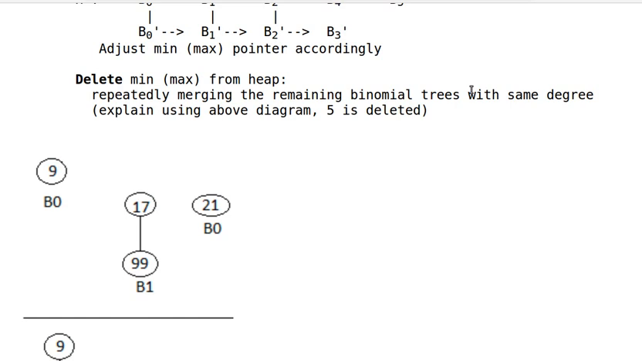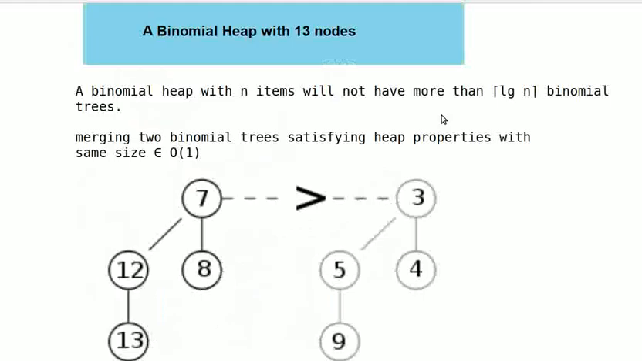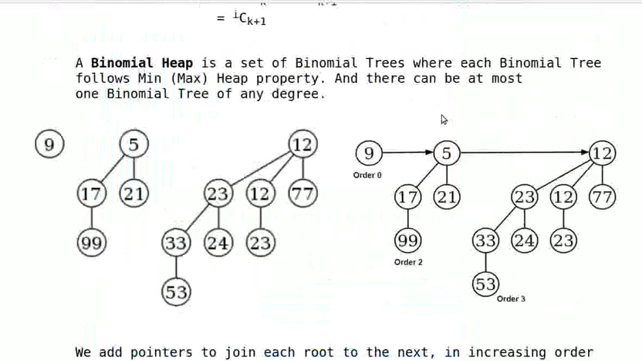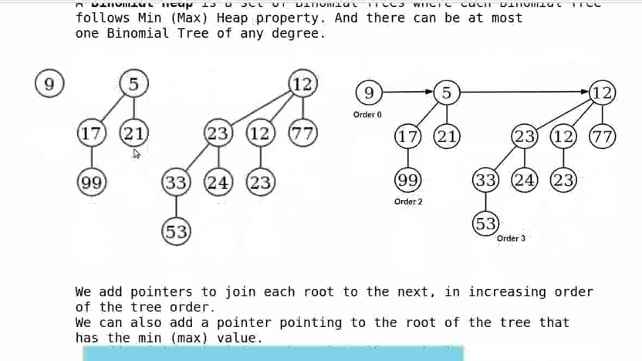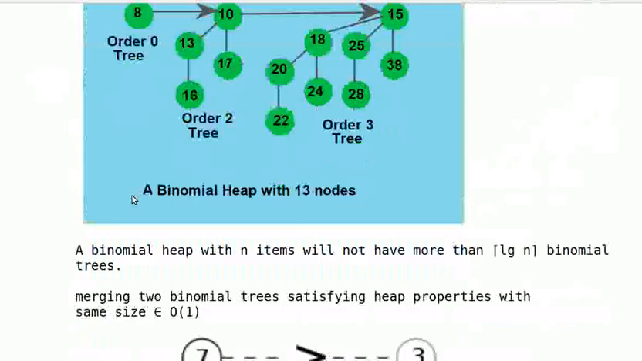Now let's use the above diagram to see how we delete this minimum element. This is 5. So in this heap, 5 is the minimal element. When we delete this, we decompose this tree to B0 and B1. So we have this situation. So B0 and B1. So B0 has to merge with this B0, that has 9. So we have this situation after the deletion of 5.